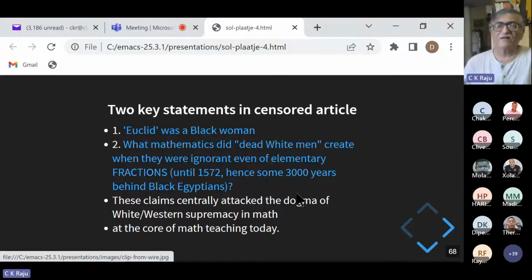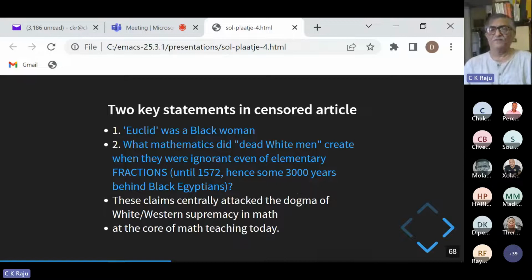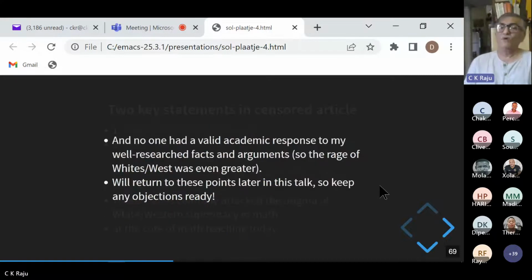So they were absolutely enraged, because what is being done here is that I'm attacking the dogma of white Western superiority in math. That is the central dogma, and that is at the core of math teaching. Once you give that up, then everything becomes straightforward. So no one had a valid academic response. I'll return to it later. But if anybody has any objections, please keep them ready. There'll be a question hour and you are welcome to ask.